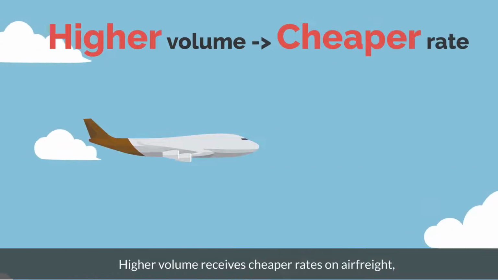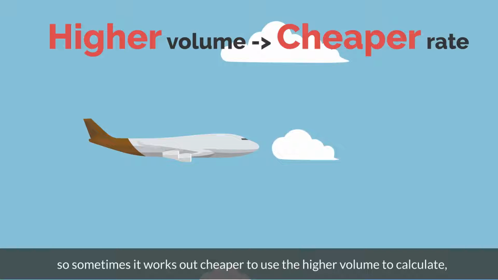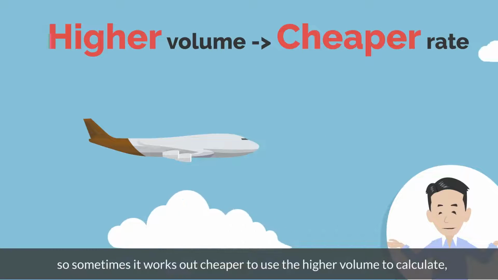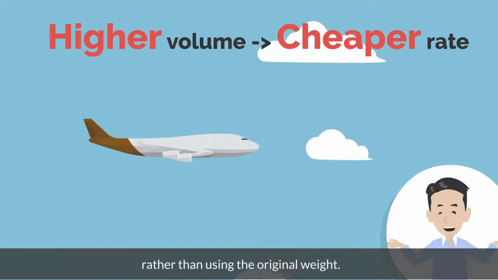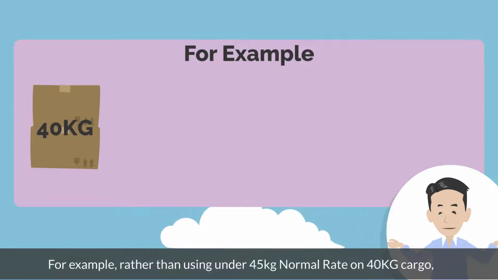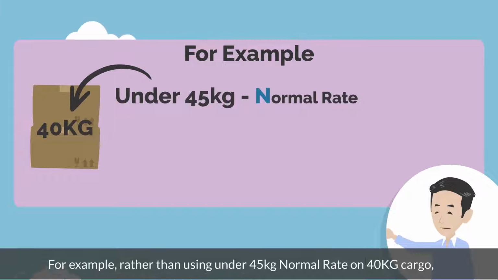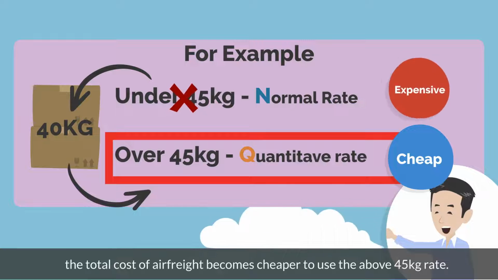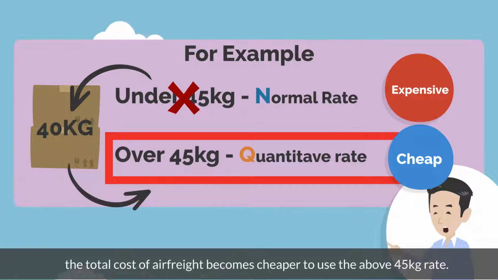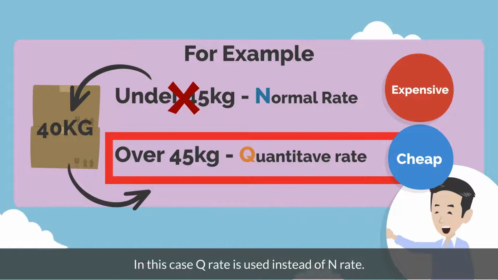Higher volume receives cheaper rates on air freight, so sometimes it works out cheaper to use the higher volume to calculate, rather than using the original weight. For example, rather than using under 45 kg normal rate on 40 kg cargo, the total cost of air freight becomes cheaper to use the above 45 kg rate. In this case, Q rate is used instead of N rate.